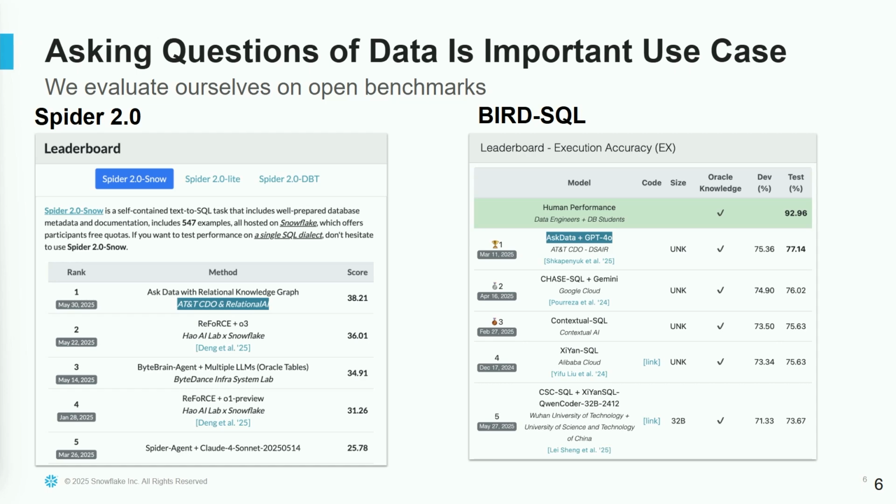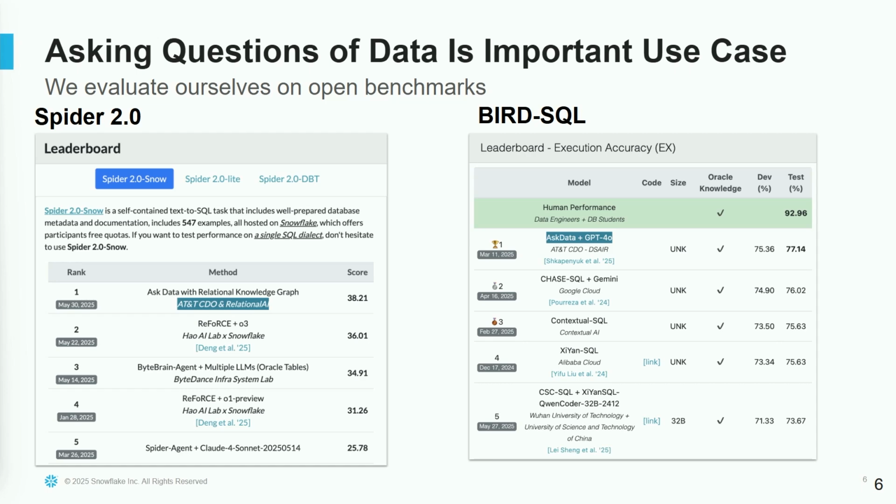But there is a caveat. These benchmarks are a lot easier than what's happening inside AT&T. The databases that we have have a lot more fields, a lot more tables, and it gets a lot more complex to deal with. With that in mind, I will pass it to Mohan.